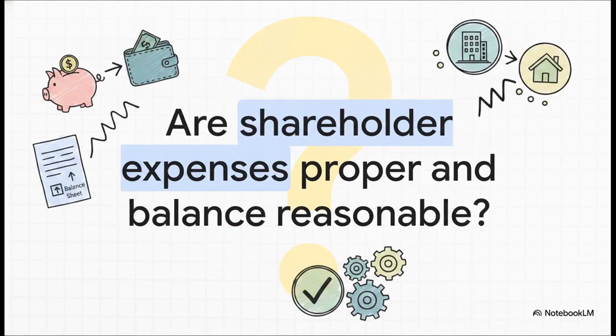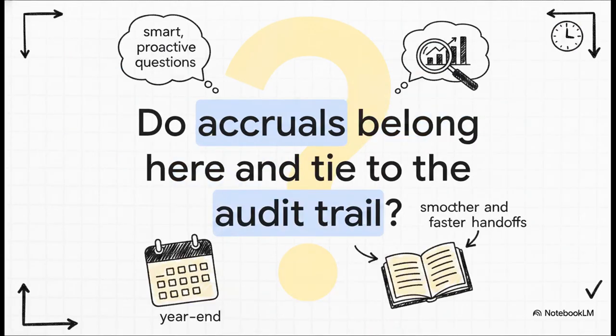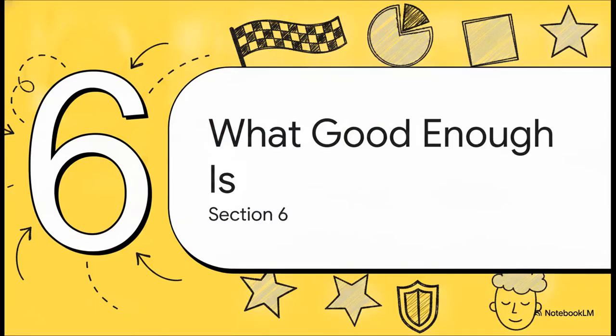Looking at your balance sheet lets you ask targeted questions about the money flowing between you and the corporation. You can ask, are the expenses I paid for personally on behalf of the corporation recorded properly? And does the due to shareholder balance look reasonable? This keeps the line between personal and corporate money crystal clear. You can also ask things like, do these year-end accruals actually belong in this year? Or does the income statement cleanly tie back to the audit trail? These are incredibly smart, proactive questions. They catch errors early and make year-end handoffs so much smoother. Let's move on and see how this builds.